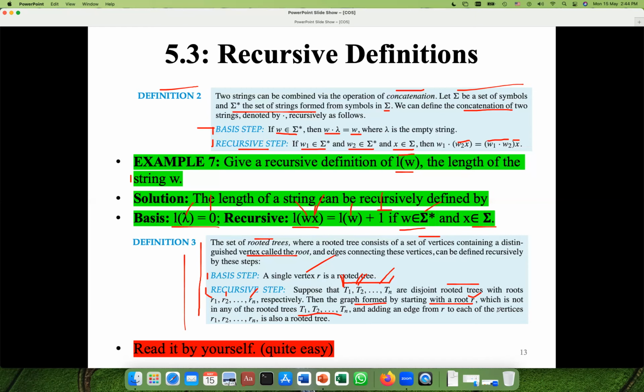Which is not any of the rooted trees T1 to Tn, and adding an edge from R to each of these vertices. What is the root of this tree? R1. What is the root of this tree? R2. What is the root of this? Rn. So adding an edge from R to each of the vertices R1, R2, and Rn, what you will get is again a rooted tree. This is just easy, so that's why I have mentioned here, read it by yourself.